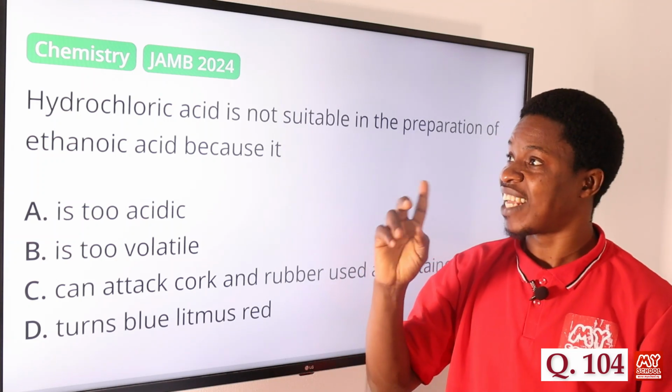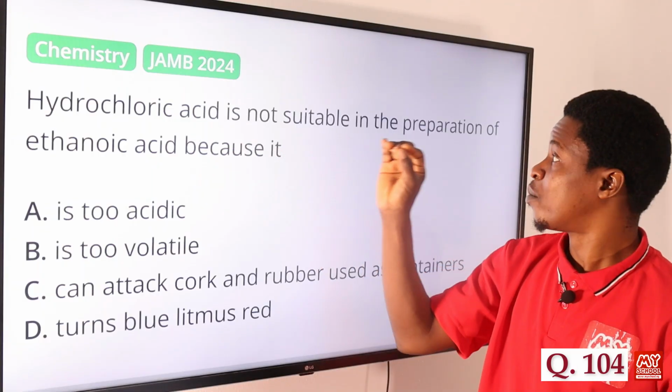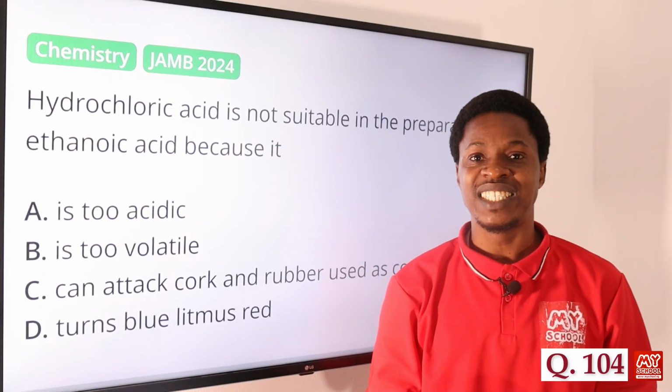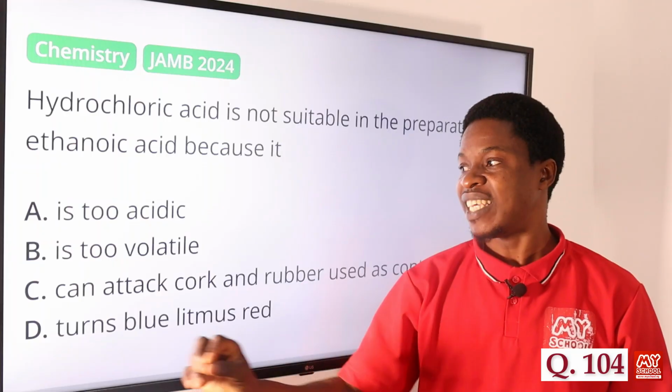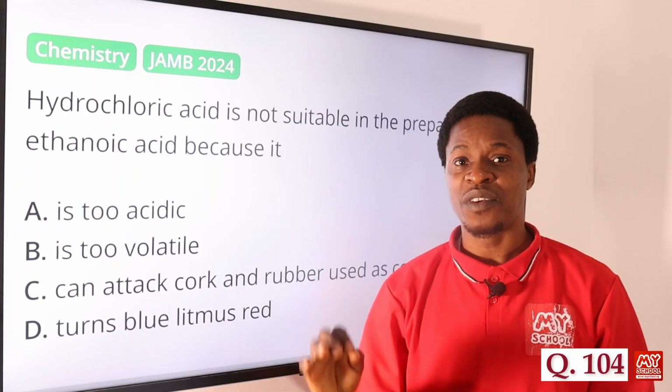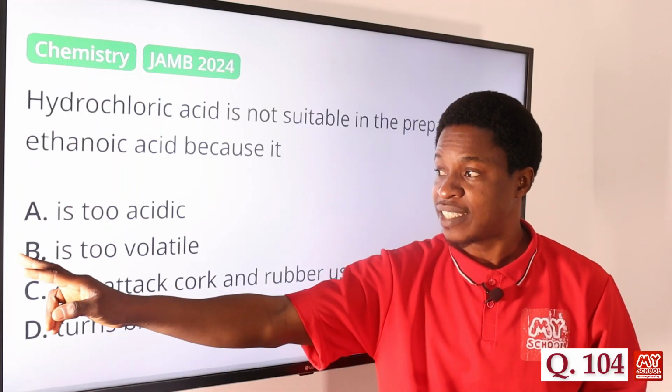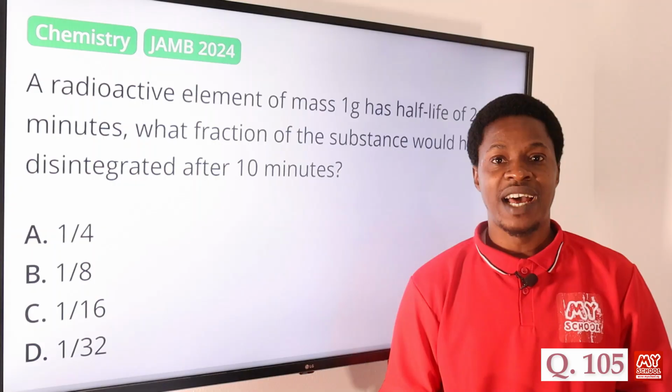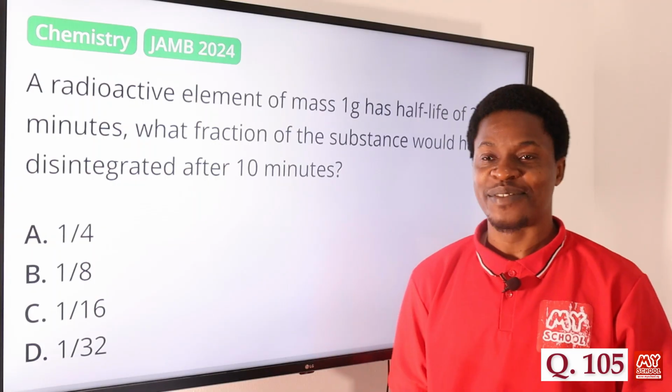So the correct answer, the reason hydrochloric acid is not suitable in the preparation of ethanoic acid, is because it is too volatile. It is highly volatile. It can evaporate in no time. So the correct answer is option B. Now let's move on to question 105.